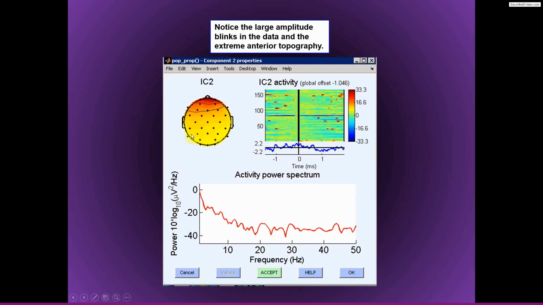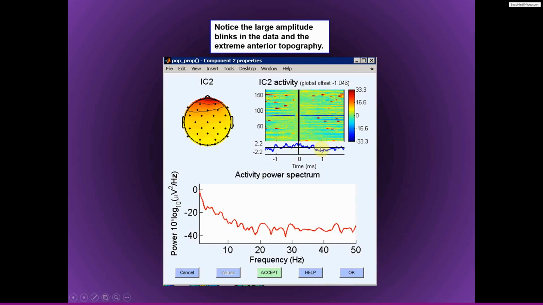So here are some examples. Here's a clear eye blink component. You have a very anterior distribution of the weights. When you look at this ERP image, I think they call it, each line corresponds to a trial, and the color corresponds to the amplitude of the single trial component time course. Here you see these sparse, very large amplitude dynamics, and these are the blinks. So here is where the subject blinked, here, here, here, here. Here you see all the blinks.